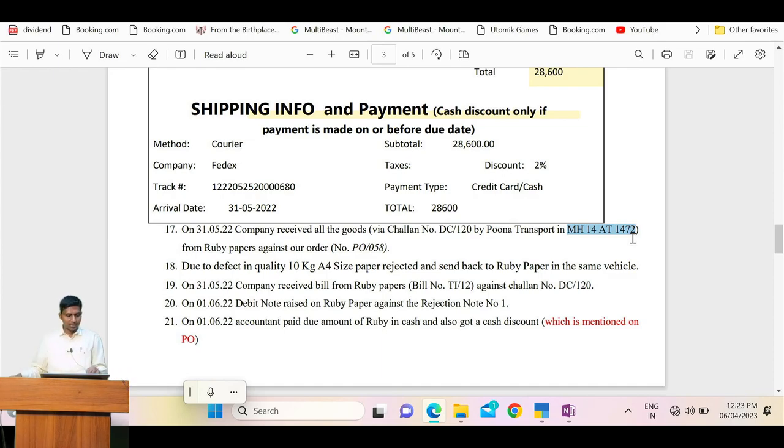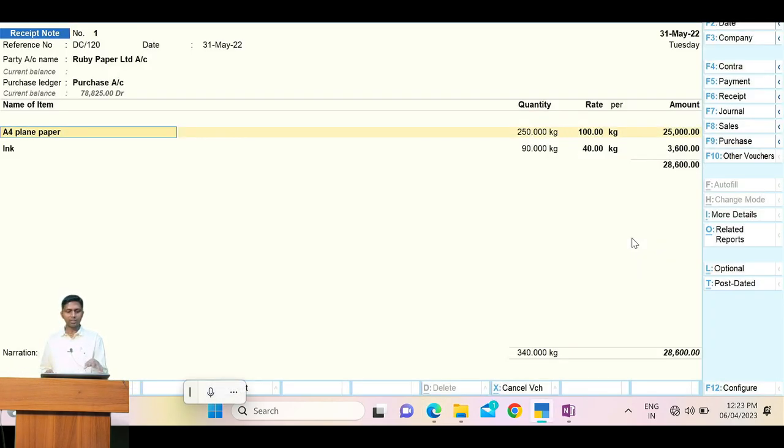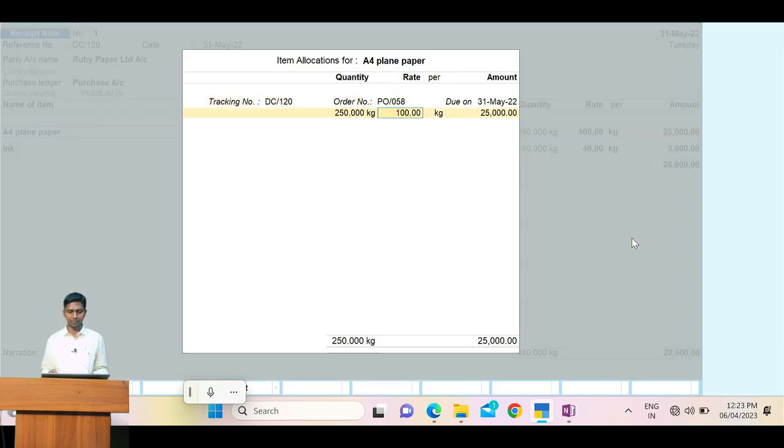Just select. By selecting this order UO58, we have got A4 size plain paper, and that means no need to provide quantity details, rate details, you will get everything. This is the best feature of ERP. In ERP, everything is linked. Purchase department is linked with what? The store department. This delivery receipt note is prepared by store. That means the store clerk has no need to provide information, no need to type anything. He just needs to select PO58, and by selecting it, everything appears automatically on the screen. Work is simpler than the manager's.